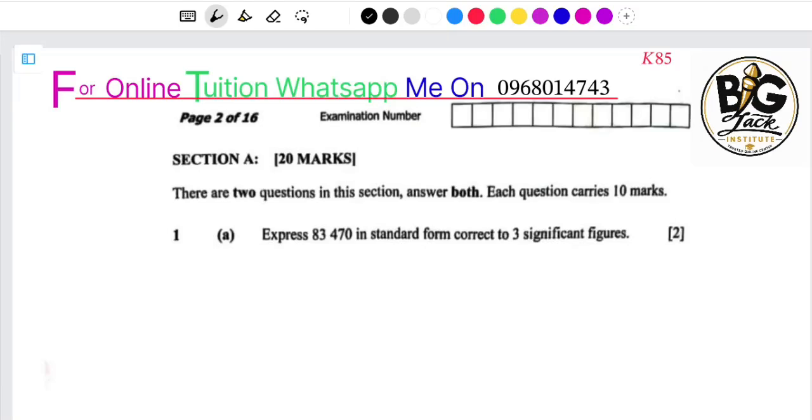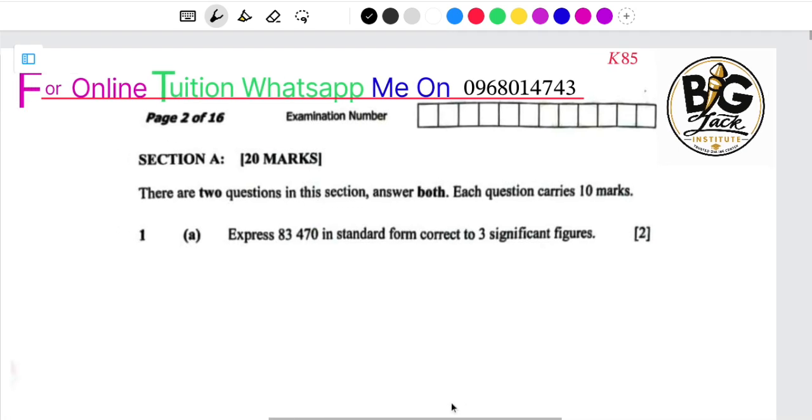Alright, so we're going to look at Mathematics Paper 2 for Grade 9, which was written in 2025. I'm going to answer the full paper, so stay with me as I'm explaining.